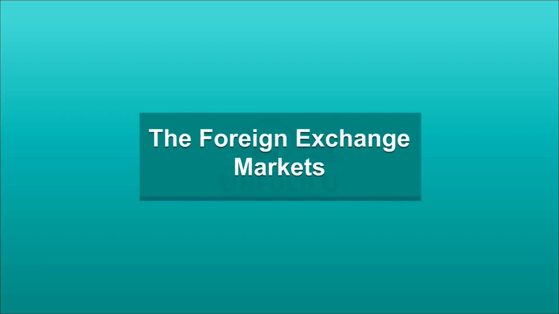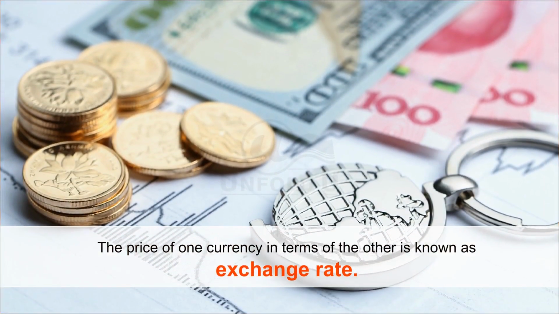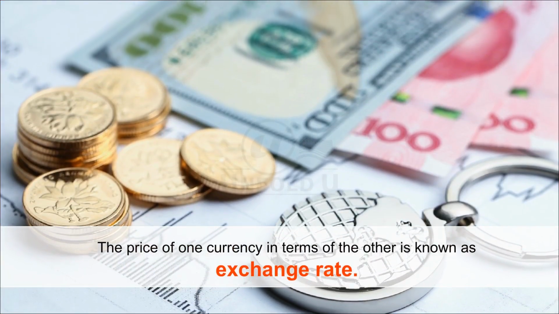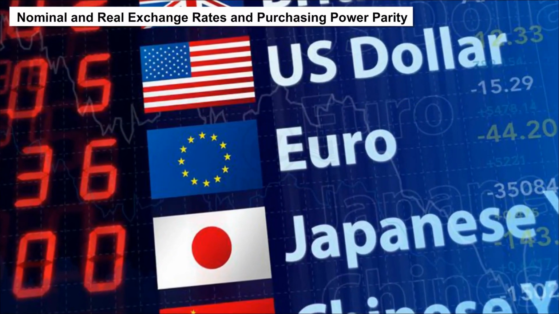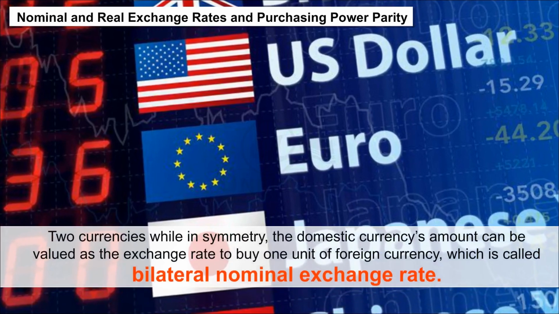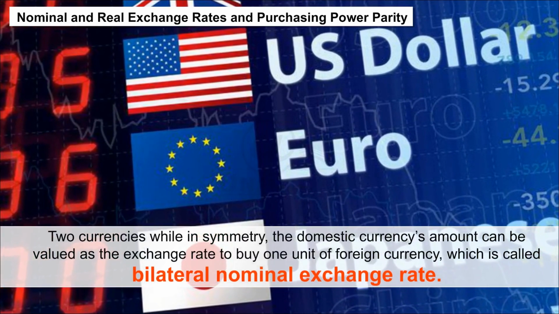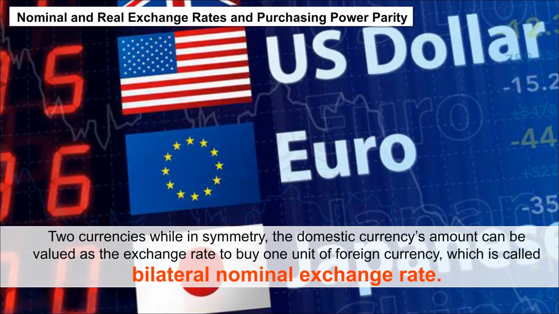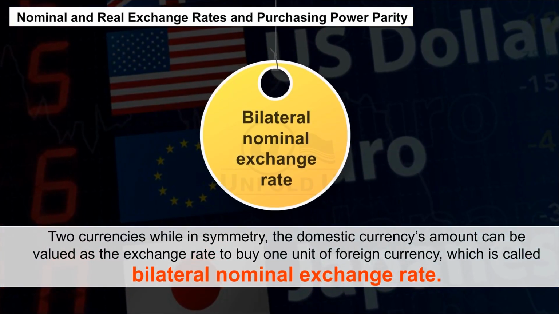The foreign exchange markets. The price of one currency in terms of another is known as the exchange rate. Nominal and real exchange rates and purchasing power parity. Take two currencies in symmetry. The domestic currency amount needed to buy 1 unit of foreign currency is called the bilateral nominal exchange rate.